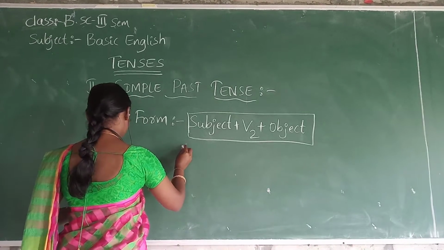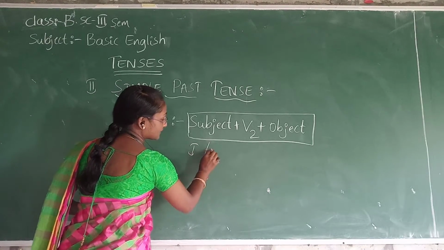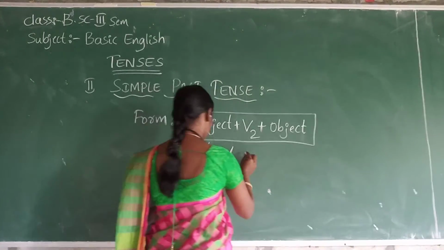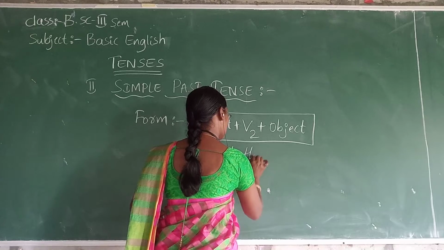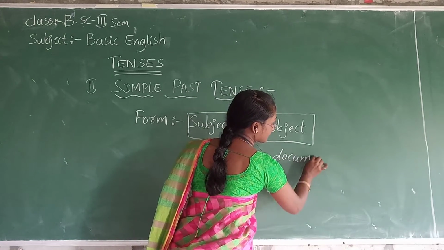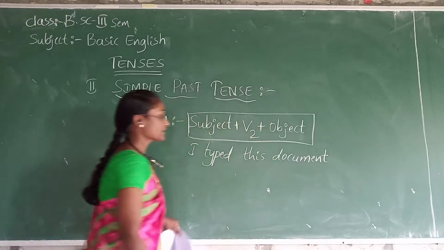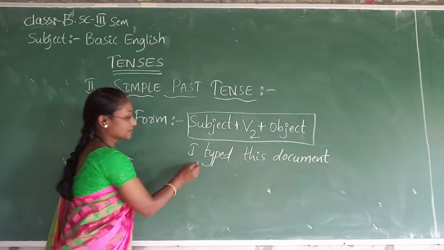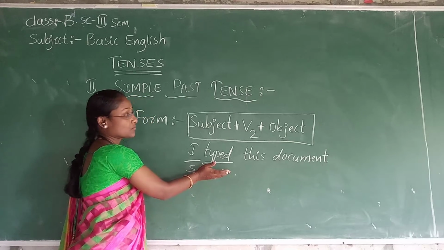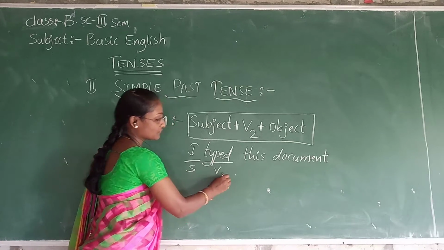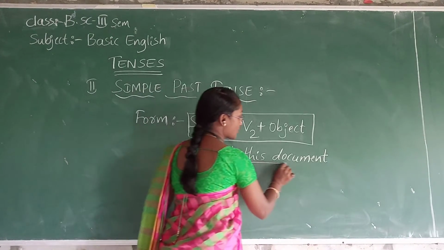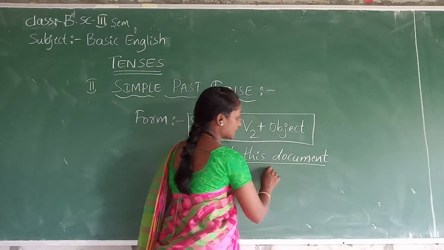For example, I typed this document. Here, I is the subject, typed is the past tense verb, which means V2 form, verb second form, and all this we call the object.